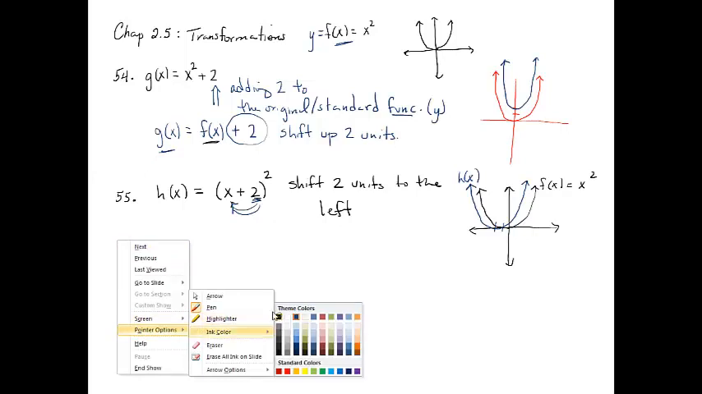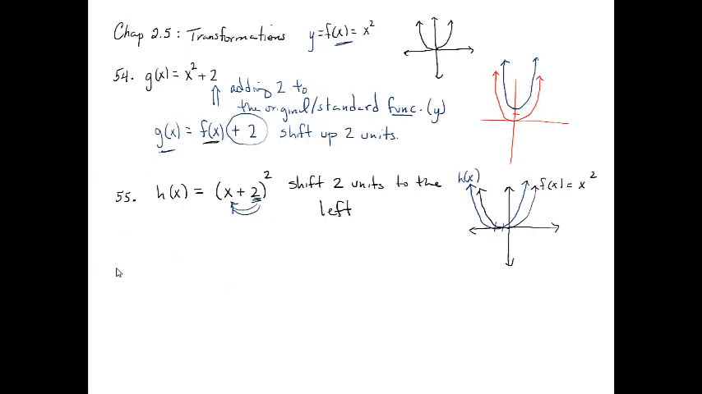Let's change my color. This is number 58. And let me read the instructions. Begin by graphing the square root function f of x equals the square root of x. Then use the transformation of this graph to graph the given function. So 58's given function is g of x equals the square root of x plus 3. All right, so first they tell me to start by graphing the standard function, f of x equals the square root of x.